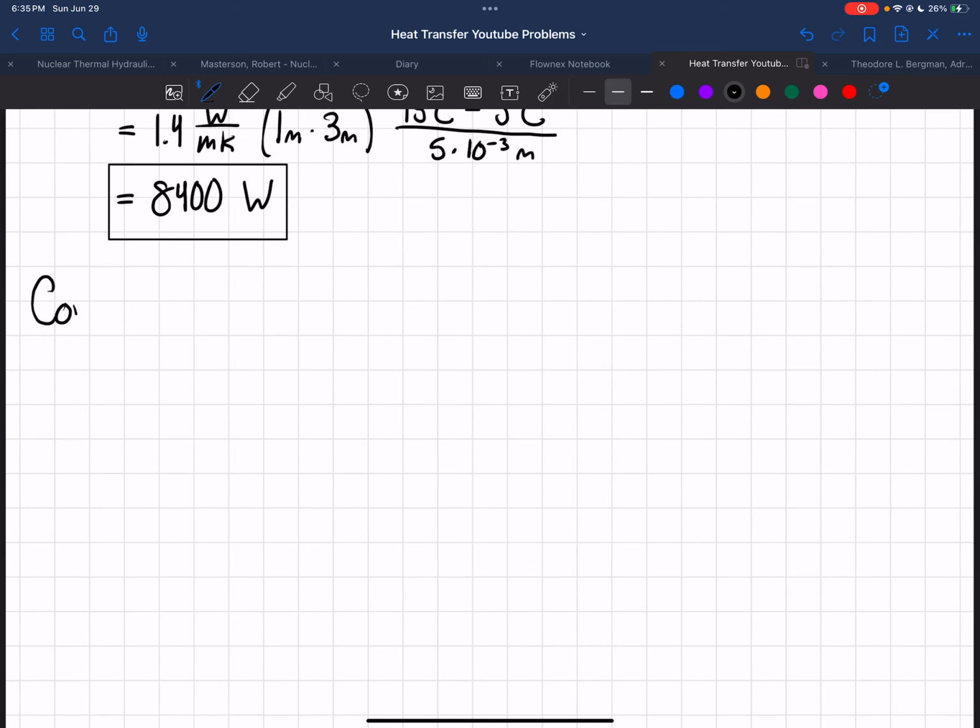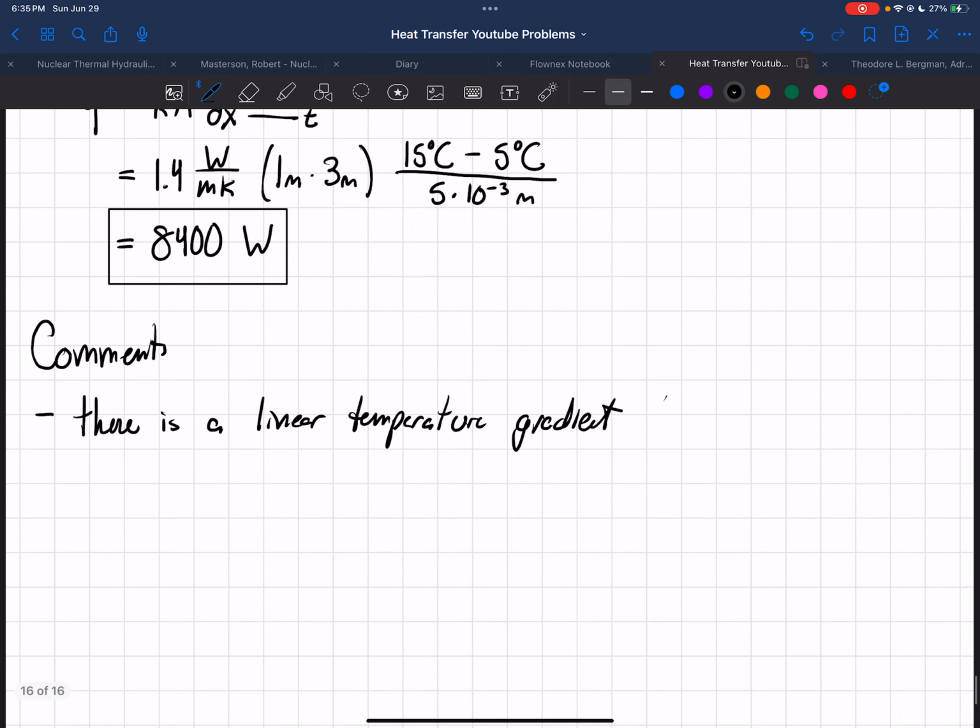And are there any comments we have about this problem? Not really. We could say there is a linear temperature gradient or temperature difference just through the window. And that's all.